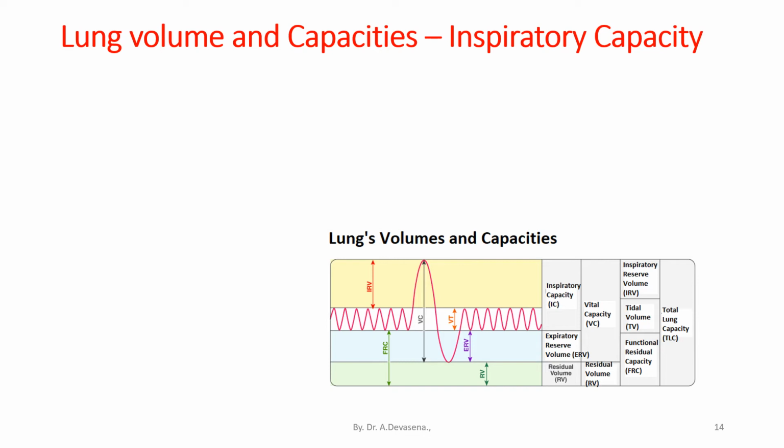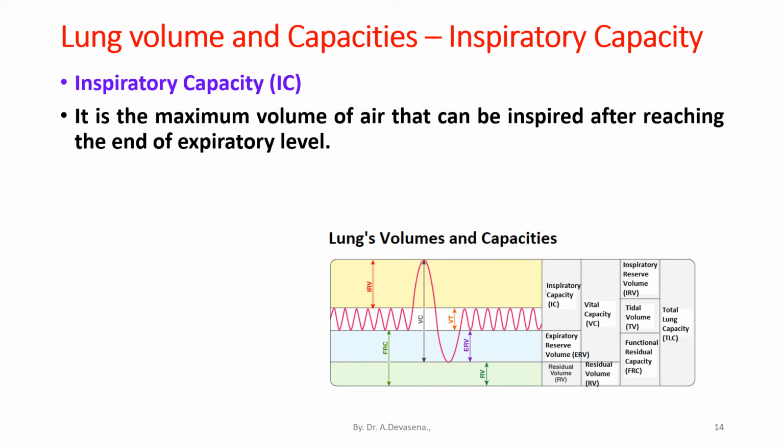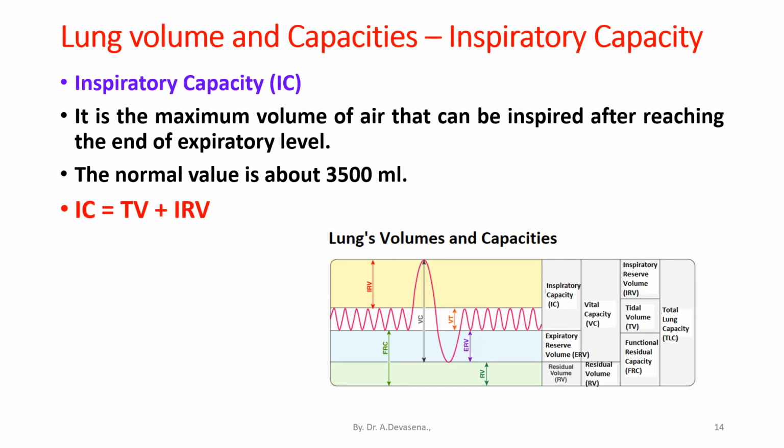Inspiratory capacity, IC. It is the maximum volume of air that can be inspired after reaching the end of the expiratory level. The normal value of inspiratory capacity is about 3500 ml. That is, the inspiratory capacity is equal to TV plus IRV, that is, tidal volume plus inspiratory reserve volume.